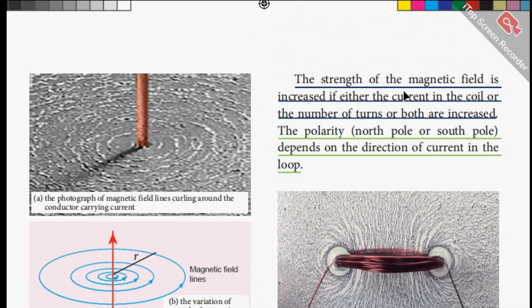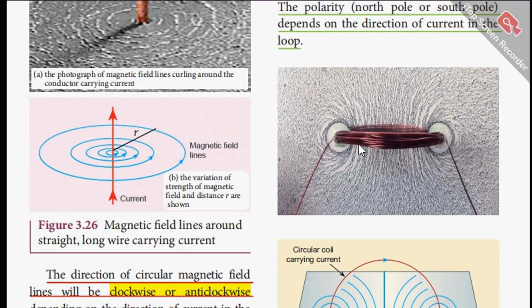And the strength of the magnetic field is increased if either the current in the coil or the number of turns or both are increased. The polarity, north pole or south pole, depends on the direction of the current in the loop. So here like this.